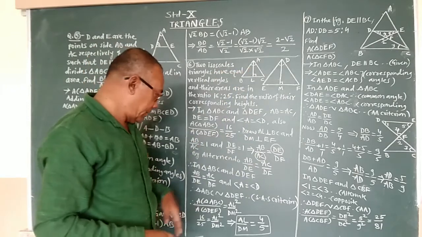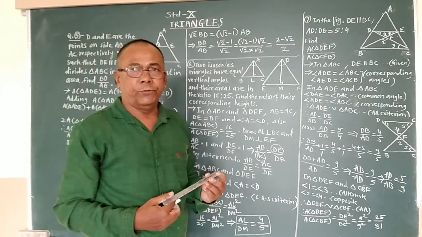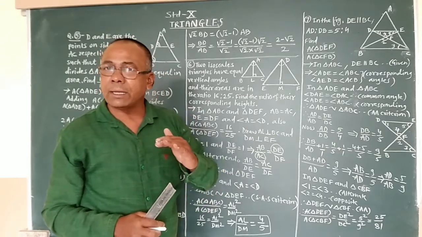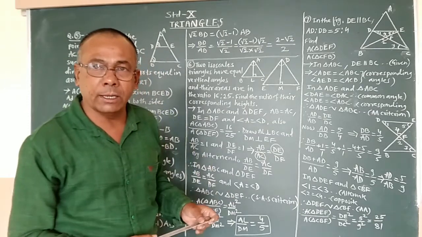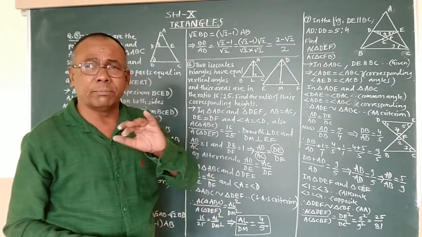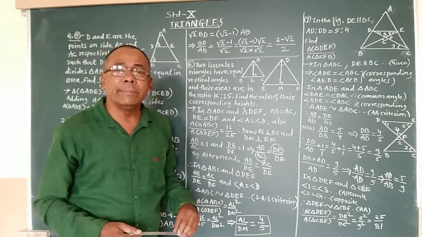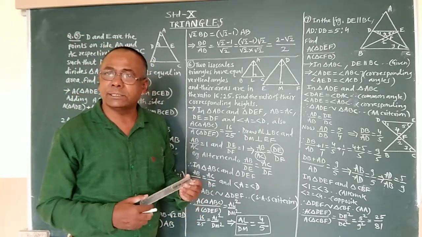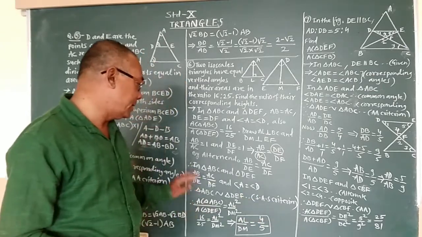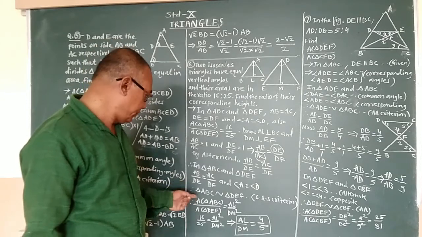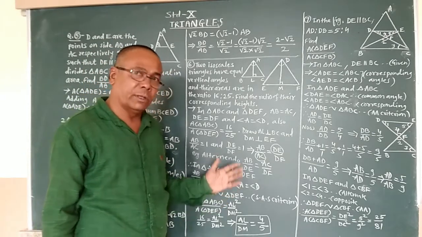So angle A equal to angle D is given, and therefore by SAS criteria, means if two sides of one triangle are proportional to the corresponding two sides of another triangle, and the angles included by them are equal, then both the triangles are similar according to SAS similarity criteria. So SAS criteria is satisfied here, and therefore both the triangles are similar. So triangle ABC is similar to triangle DEF.